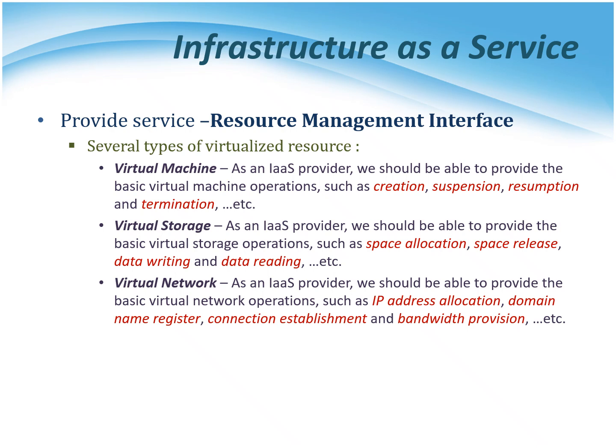As an IaaS provider, we should be able to provide the basic virtual storage operations such as space allocation, space release, data writing, and data reading. Virtual network: as an IaaS provider, we should be able to provide the basic virtual network operations: IP address allocation, domain name registration, connection establishment, bandwidth provision. So whatever is there in the actual machine, that has to be done through the network. So the virtual machine will be given, virtual storage will be given, virtual network will be given, working like the original machine. So with the same resources, there can be multiple virtual machines. They can have multiple instances of virtual storage, or multiple instances of virtual network.